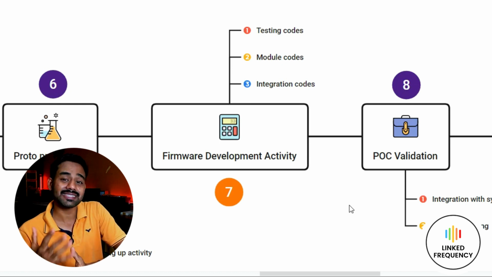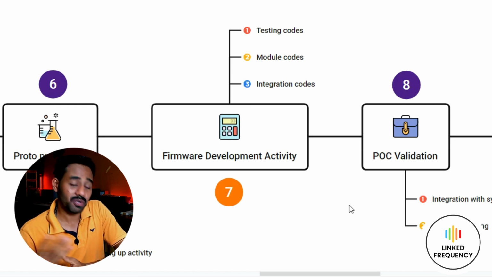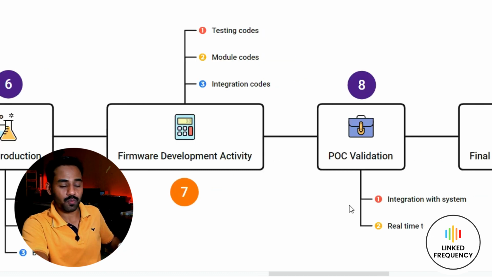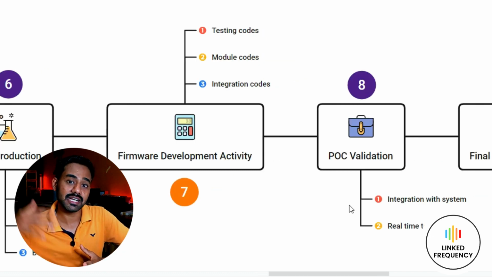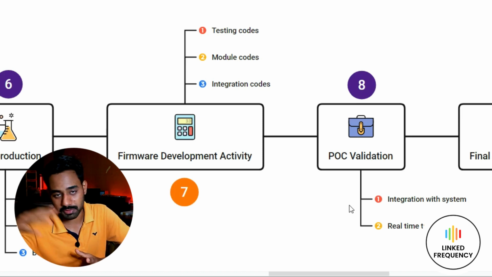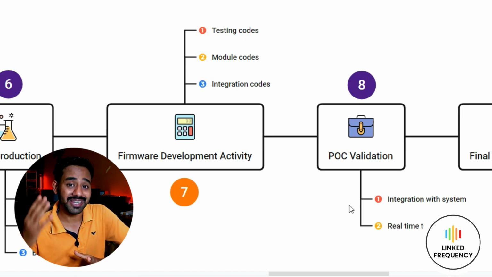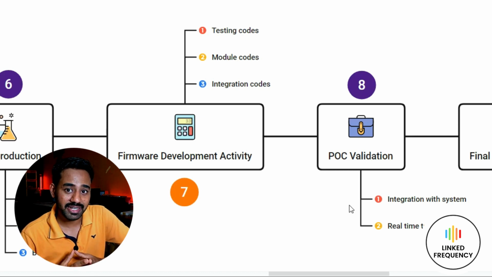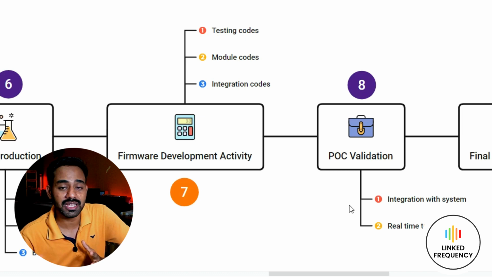But right now, the 8th step that we are talking about, POC validation, which is proof of concept validation, involves two important things. One is all about integration with a system. Whenever we are developing a code that integrates with a real-time system or real-time product that is already running in a machine or maybe in a big industry, then we are going to integrate our product with a real-time system. That is one way of validating whether our concept is working or not.